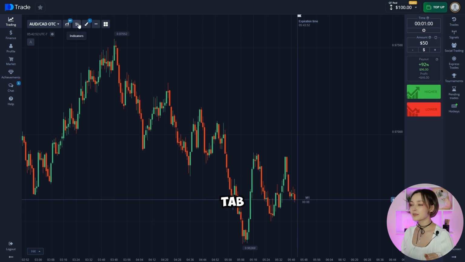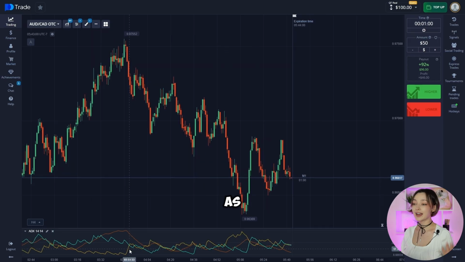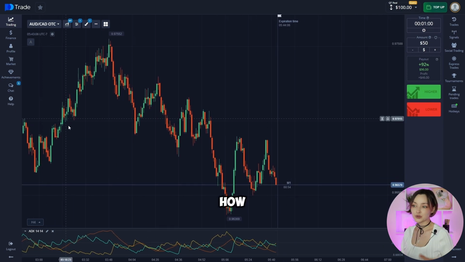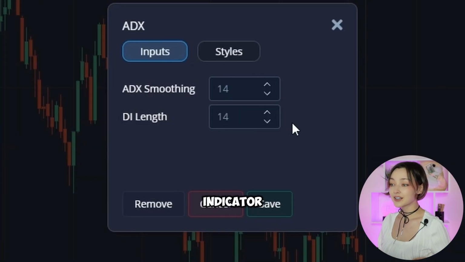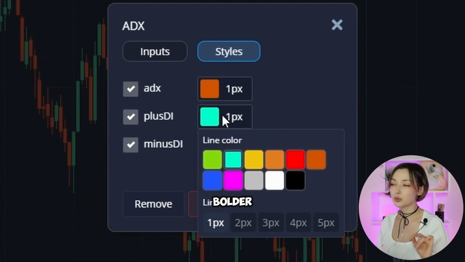For starters, let's add our indicator to the chart. Open in this tab and add in the ADX indicator. And as you can see, there are 3 lines on the indicator. Now, let's adjust it a bit and figure out how to work with it. First, we go to the indicator settings, open the style section, and make the last 2 lines, the lines plus and minus, a bit bolder.